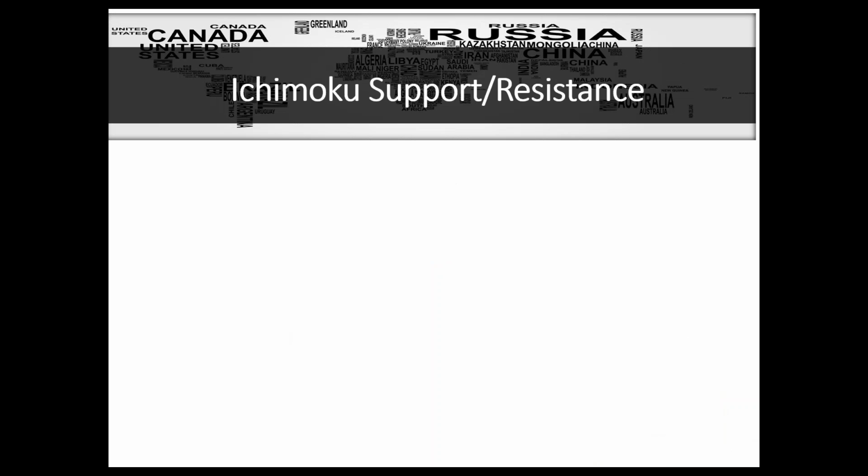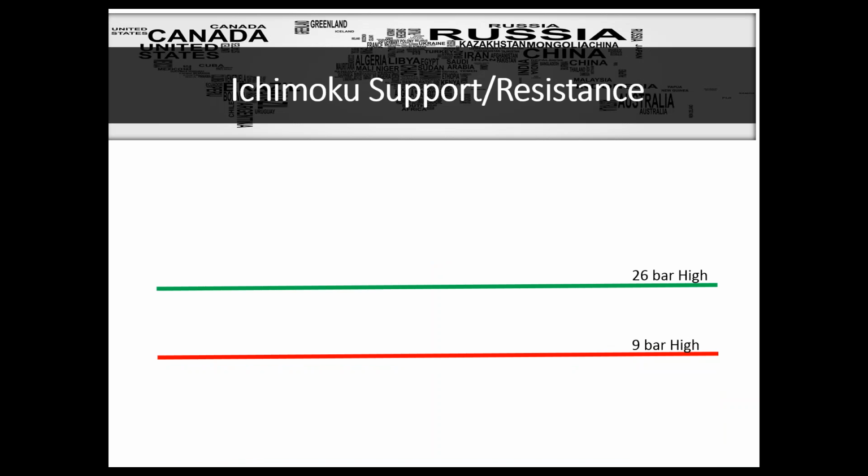Next background information I want to give you is the Ichimoku support resistances. I'm not going to give you a formula, because we'll provide all the formulas at the end of this webinar, so you can go through them. What I'm going to do is color code things. I'm going to show you a red line on my charts that represents support resistance for 9 bars. Then a green line that represents support resistance for 26 bars. And then a yellow line that represents support resistance for 52 bars. Everyone okay with that?